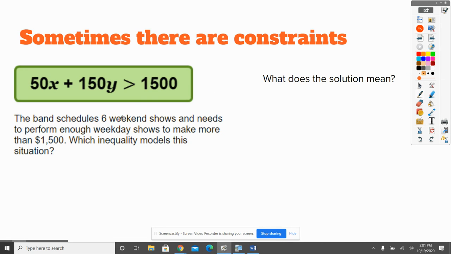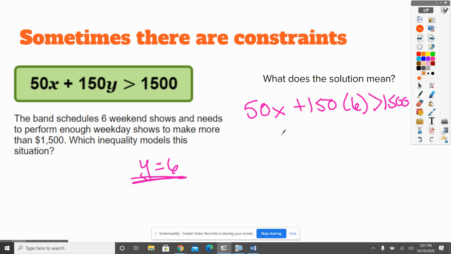The band schedules 6 weekend shows, so that's y, and needs to perform enough weekday shows to make more than 1,500. So how can I fix this? Well, if y is 6, I'm going to plug it in. 50x plus 150 times 6 has to be greater than 1,500. So 50x plus 150 times 6, that's 900, has to be greater than 1,500.